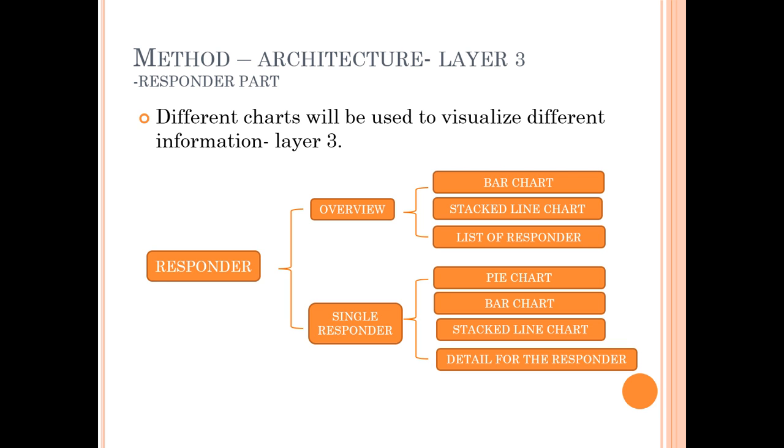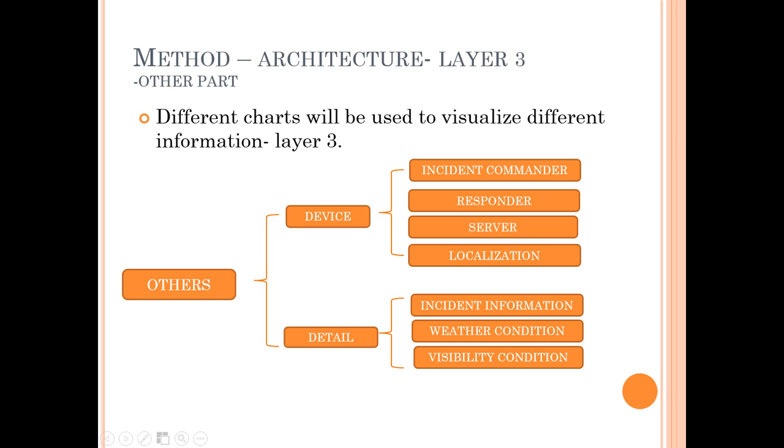For the responder, we can look at it by overview or by single responder. And for the overview part, we can look at it by bar chart, stacked line chart, and list of these responders. And for the single responder part, we can look at it by pie chart, bar chart, stacked line chart, and detailed information. For the device in the other part, it includes incident commander, responder, server, localization. And for the detailed information in the other part, it includes incident information, weather condition, and visibility condition.